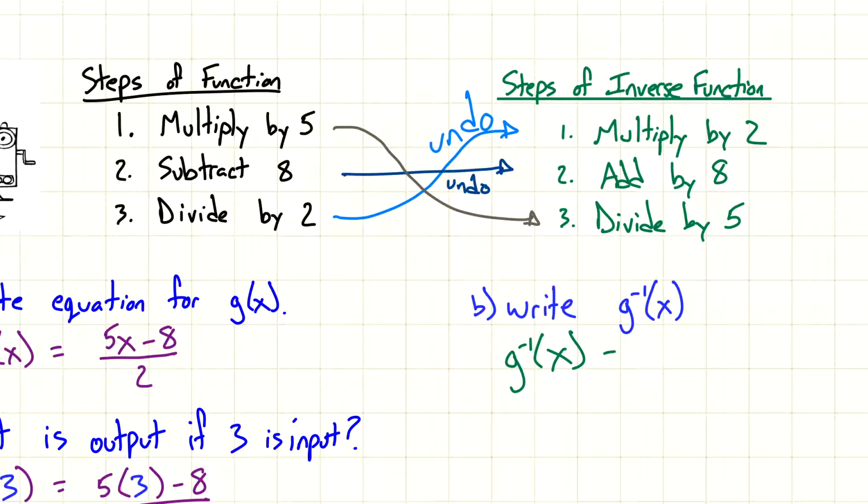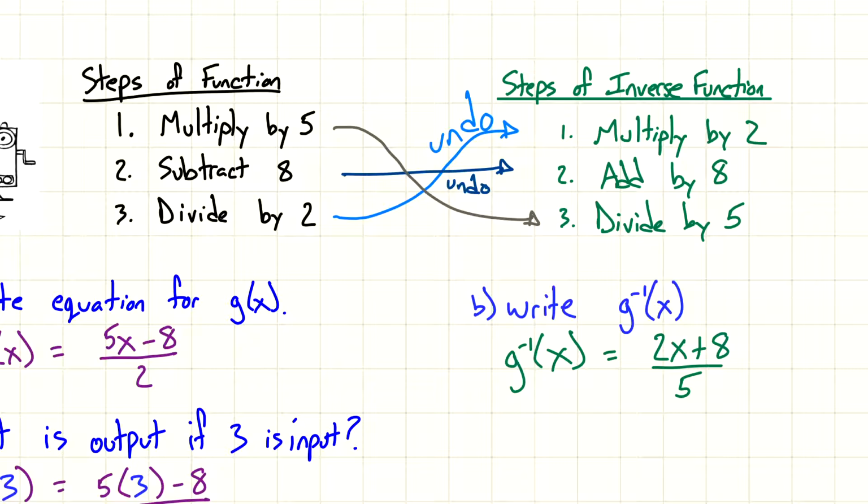And we're going to start with the x. I always like to just write the x first. The first step said to multiply by 2, so we're going to put a 2 in front, 2 times x. Then we're going to add 8, so I'm going to put a plus 8. And the last step is to divide by 5, so now I'm going to divide by 5. All right, so now we have our equation.